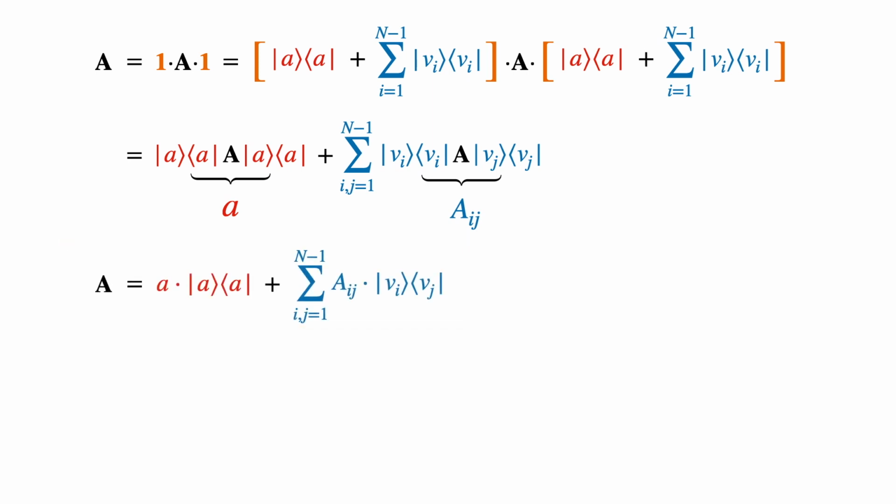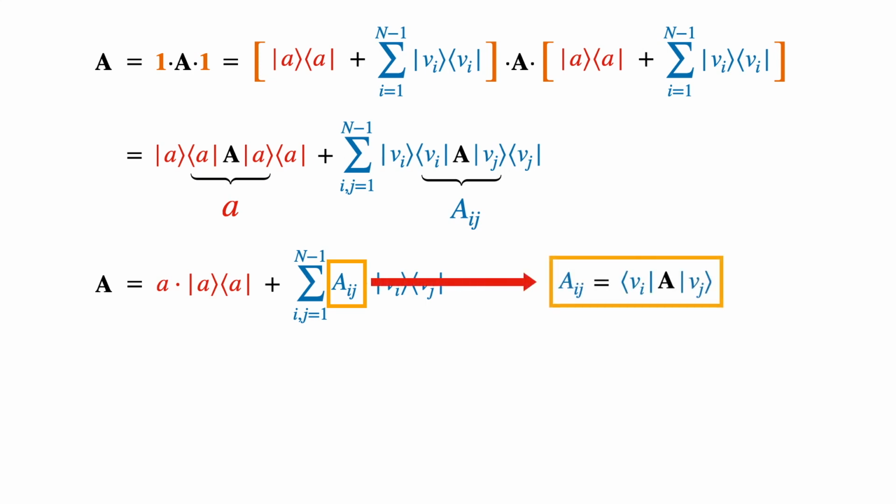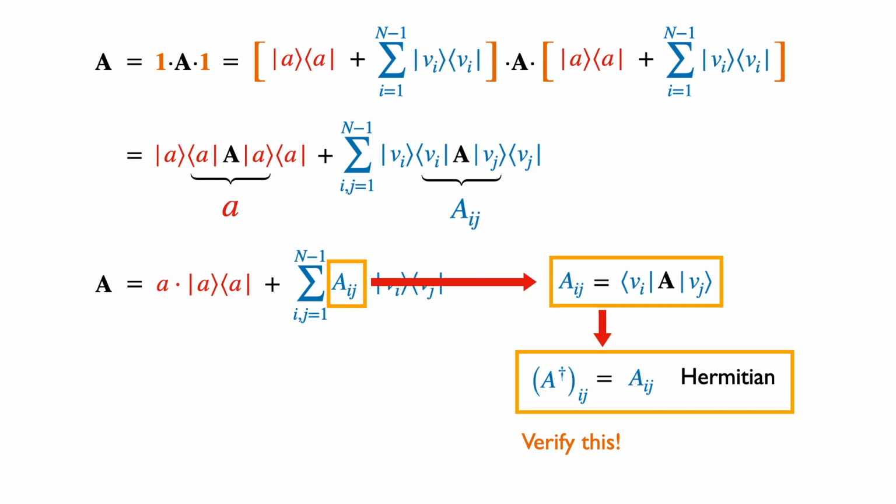The matrix A_ij is related to the v basis elements by the usual relation. This matrix is also Hermitian because the operator A is Hermitian. You can easily verify this using the definition of Hermitian conjugation for the matrix representation.